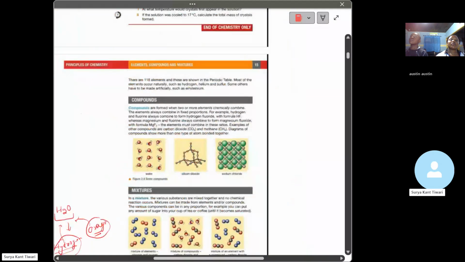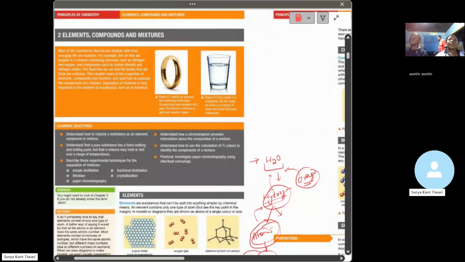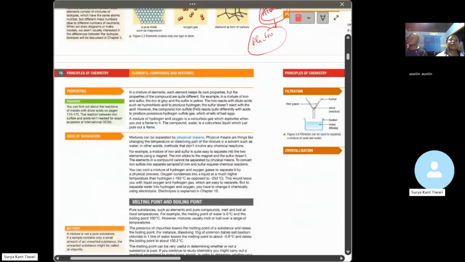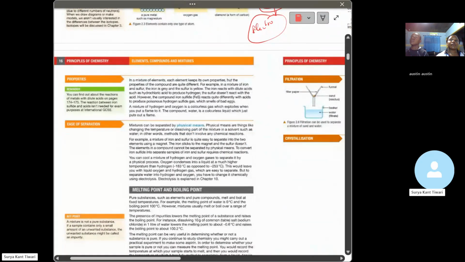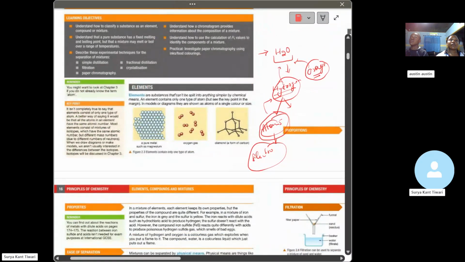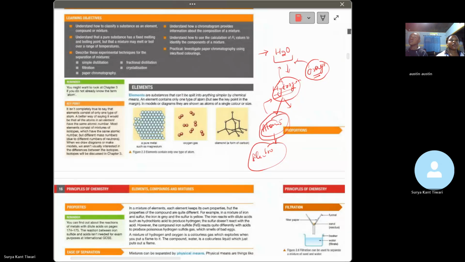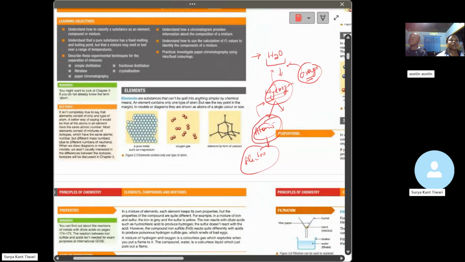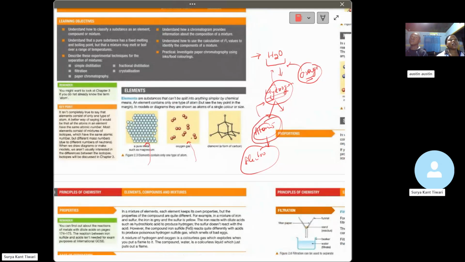So after elements, you can read about elements, that they contain only one type of atom. Only one type of atom is there. See, this is magnesium. All the atoms are of magnesium. This is oxygen gas. All the atoms are of oxygen. And this is diamond. All the atoms are of carbon.